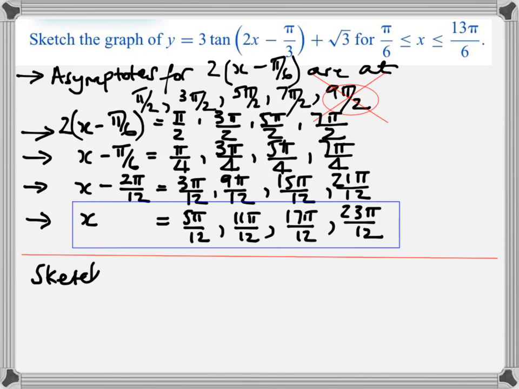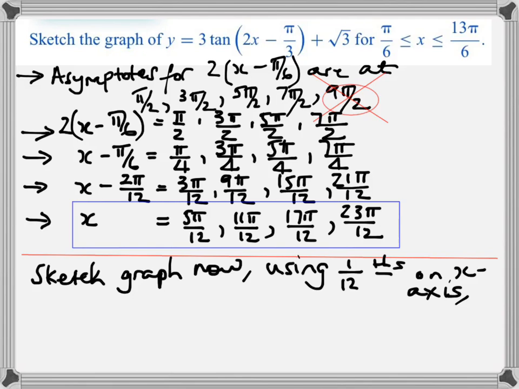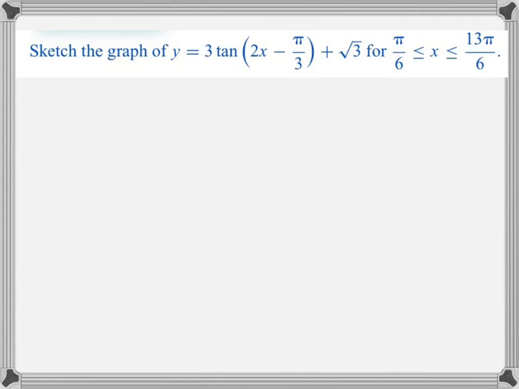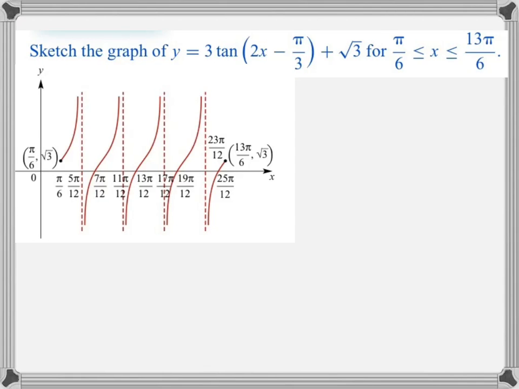Gee whiz, now we're finally on the home run. We're going to sketch the graph, and we're going to use twelfths along the x-axis. And we have to label every jolly thing. Yes, we do. Now, over the page, and I will show you the graph. Here it comes. You ready? Da-da-da-da! There it is.